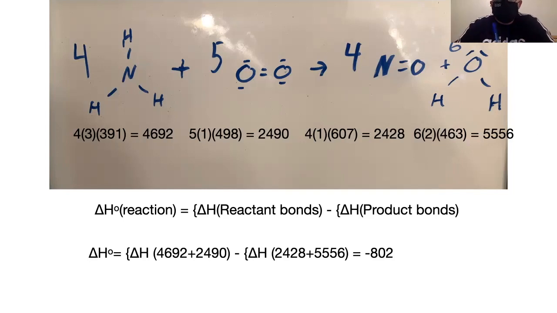So the thing that we do for this portion of the equation is we say that there are 4 molecules of NH3. Each one of those has 3 bonds, and the energy required to break those bonds is 391 kilojoules per mole. And that equals 4,692.